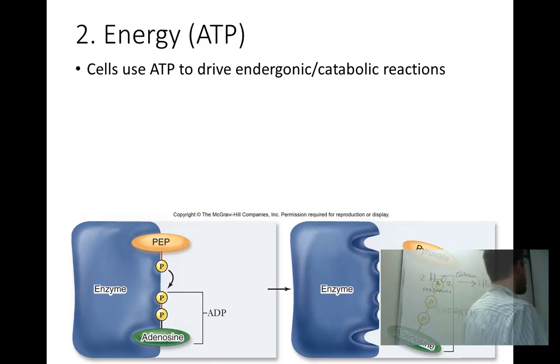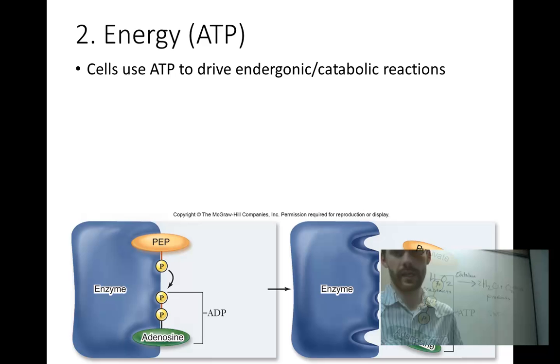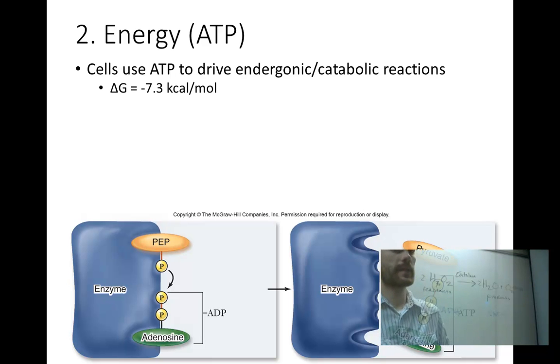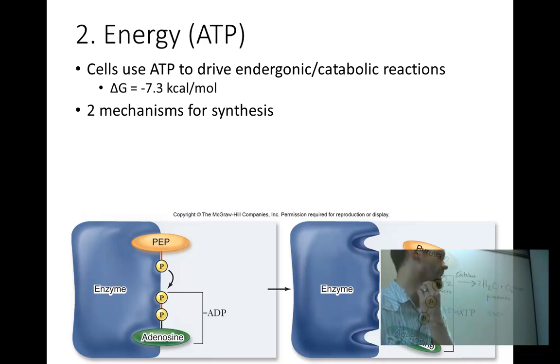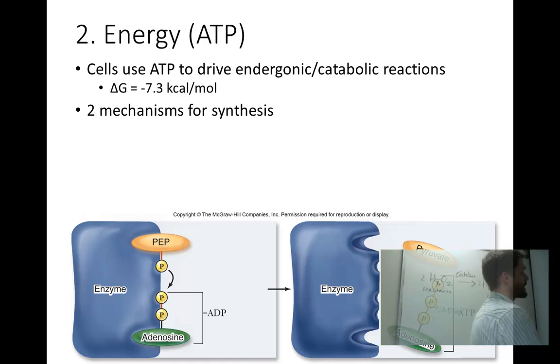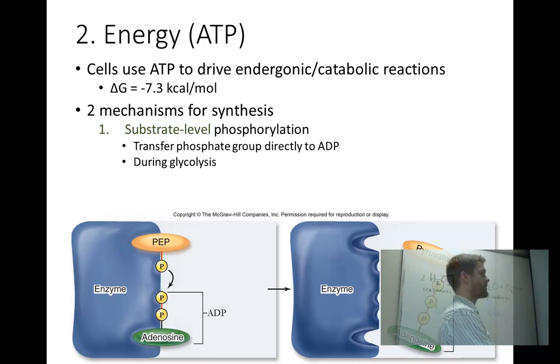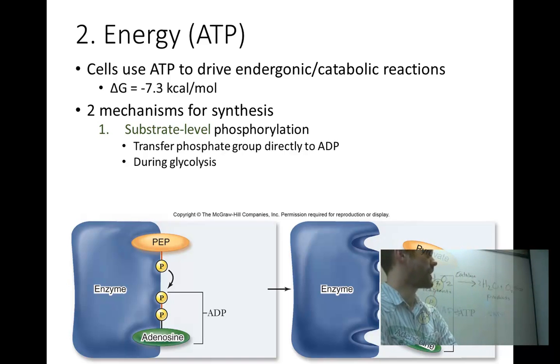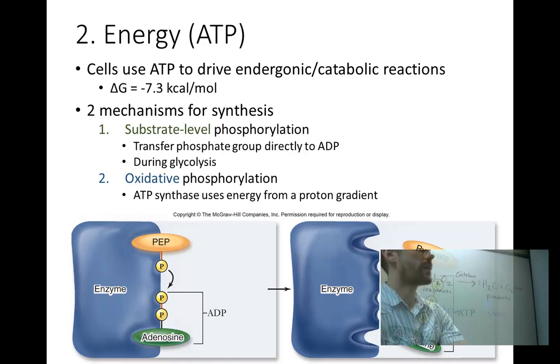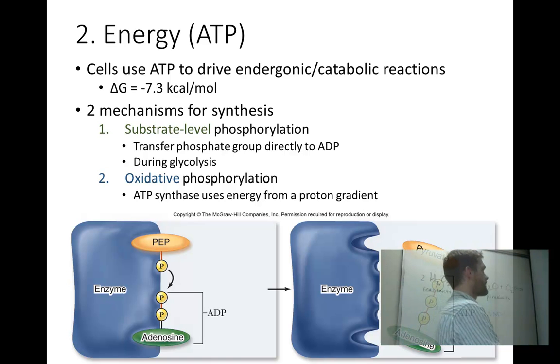So our cells use ATP to drive endergonic or catabolic reactions. And the change in free energy in ATP is only 7.3 kilocalories per mole. There are two mechanisms for synthesis. The first one is substrate level phosphorylation, which transfers a phosphate group directly to the ADP, and this happens during glycolysis. We're going to talk about glycolysis in a second. The second one is oxidative phosphorylation, which uses an enzyme called ATP synthase, and this occurs in the mitochondria.